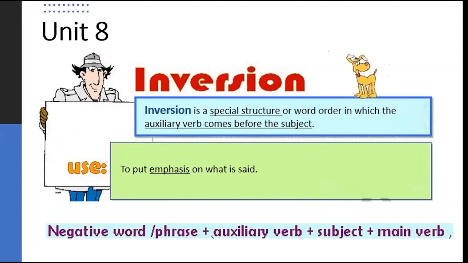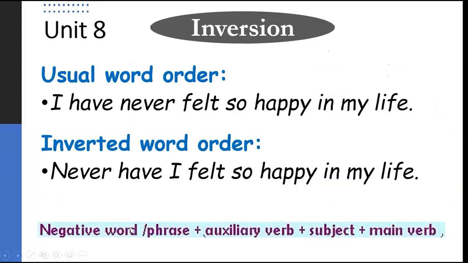In inversion, we use inversion if we want to focus on something important being said. Okay. We know that a normal sentence is always ordered subject, verb, object. This is the normal sentence. But when we change to inversion, we change the order of the subject, the verb, and the object. So for example, we have the first sentence: I have never felt so happy in my life.